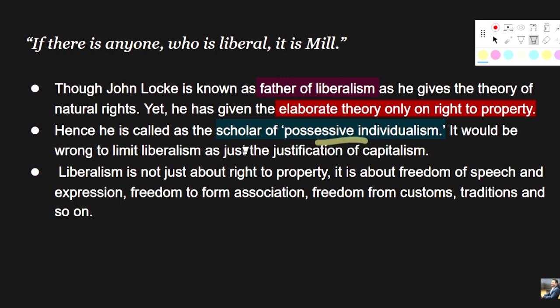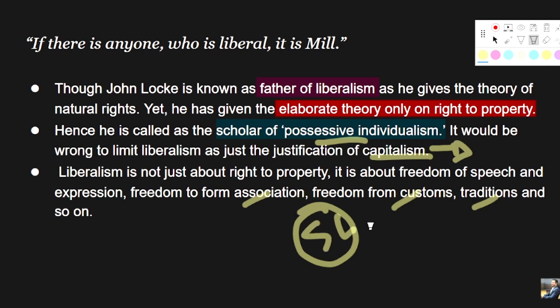It would be wrong to limit liberalism to just the justification of capitalism, right? As we know, Locke is infamously known as the prophet of the capitalist class, or the thinker of the capitalist class. Why? Because he only talked about the right to property and not any other right. So liberalism is not just about the right to property. It is about freedom of speech, expression, freedom to form association, freedom from customs, traditions, and so on, right? All these freedoms and rights constitute the social life of human beings, right?